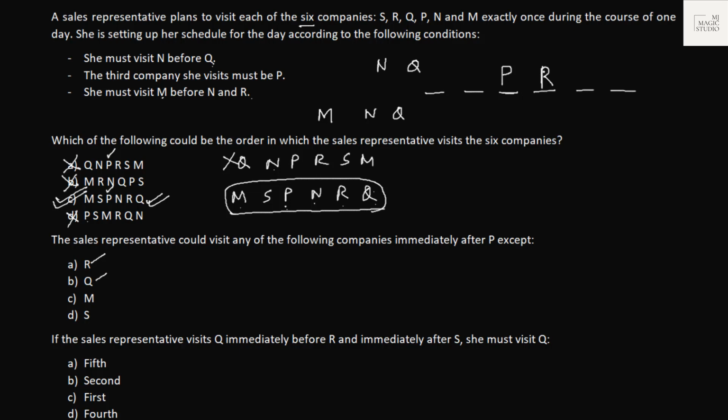M, if after P I am visiting M, now we know that M must be visited before NR. So we can put NR here, fair enough. But N should be visited before Q. That means position of M cannot be after P. Position of M has to be before P. You can't visit M after P. Option C would be the fit.